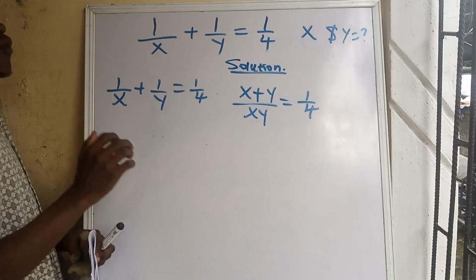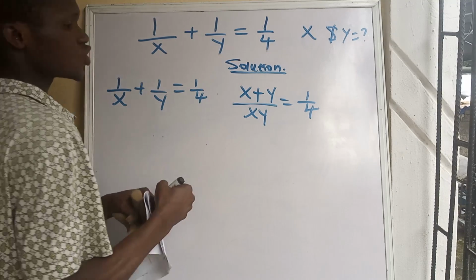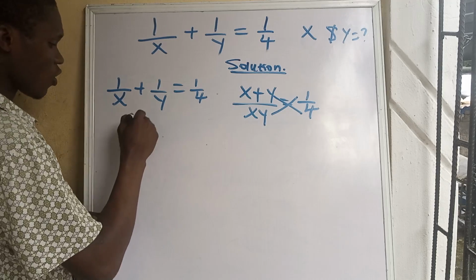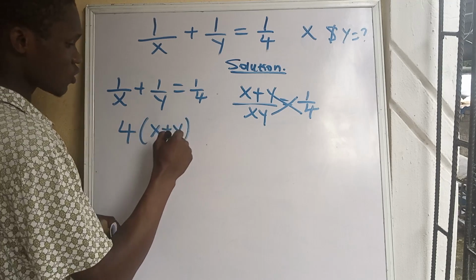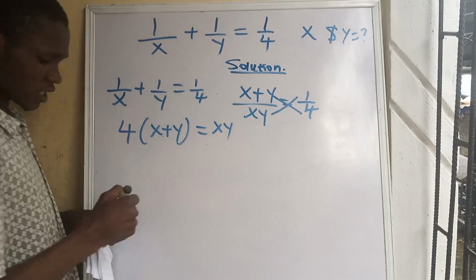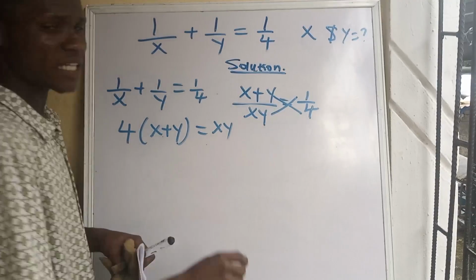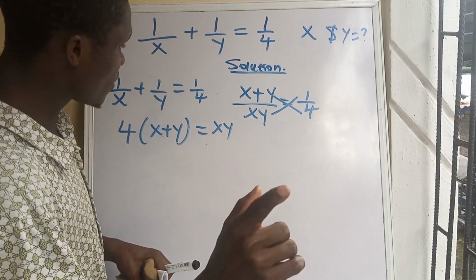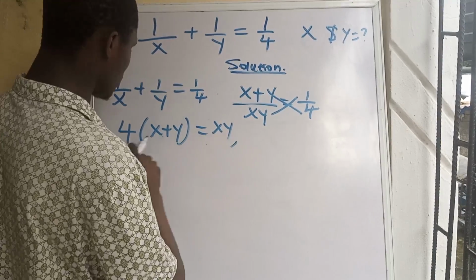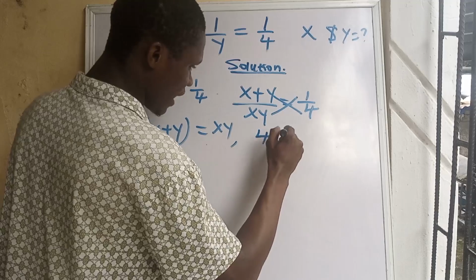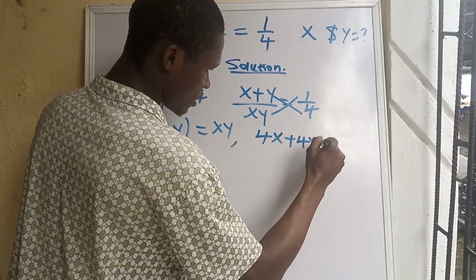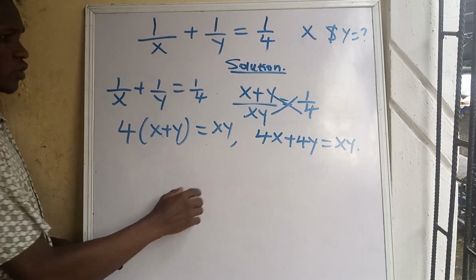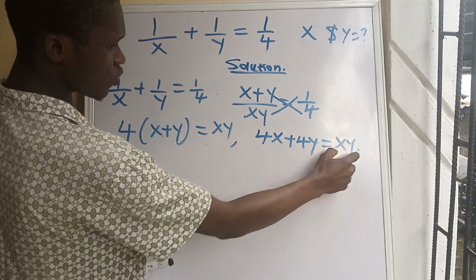What then is the next step? I can simply cross multiply. If I cross multiply, I'm going to have 4 open bracket x plus y close bracket is equal to xy, because if I use 1 to multiply any value, that value would still remain the same. Opening this bracket, I'm going to have 4x plus 4y is equal to xy. So this is now our new equation: 4x plus 4y is equal to xy.